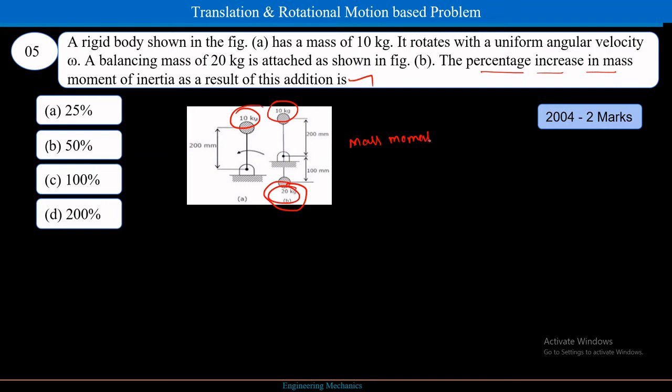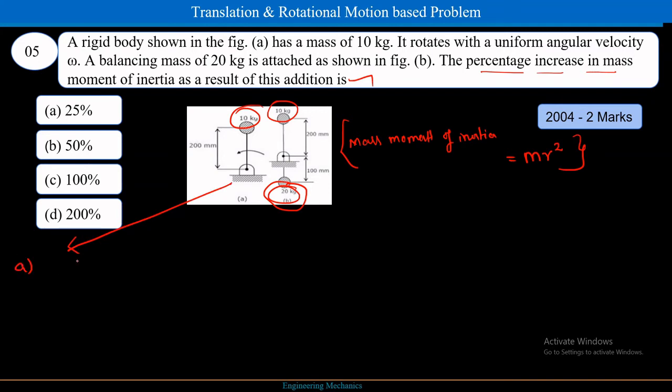Mass moment of inertia. The formula for mass moment of inertia is nothing but m r square. Okay, the formula for mass moment of inertia is m r square. For the first, let's say I am taking this diagram. Okay, A.